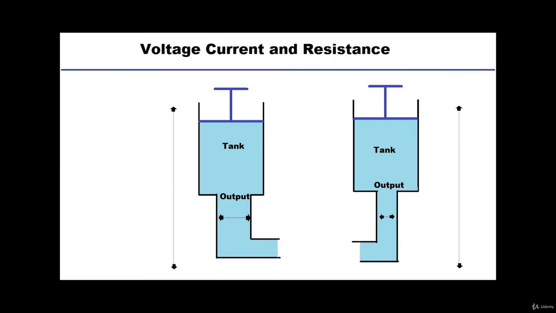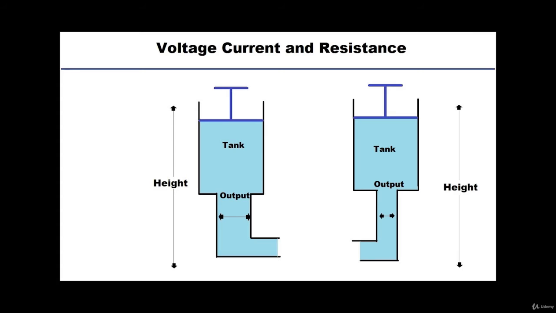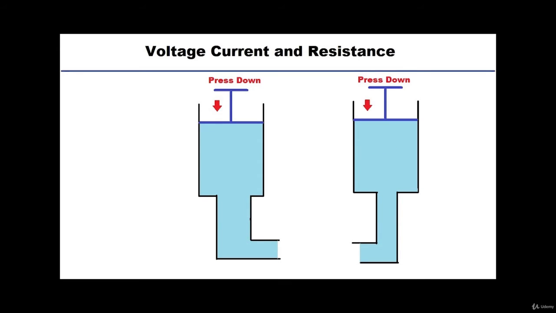So let us assume the following. We have two tanks and they have an output. This output is different between the first tank and the second tank. One of them is wider, one of them is narrower. However, both tanks have the same height and they're using the same pressuring apparatus. These two tanks are really simple. We just press from above and we are going to get water spilled from the output.